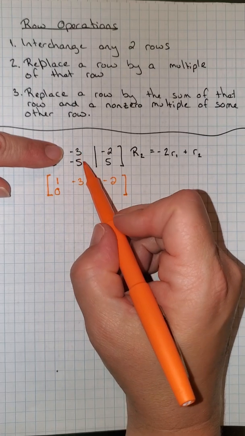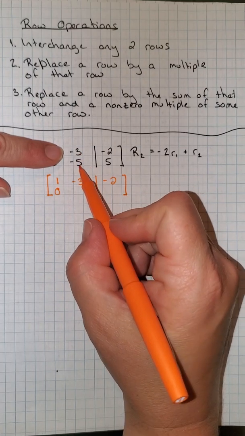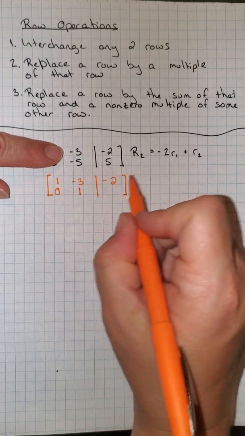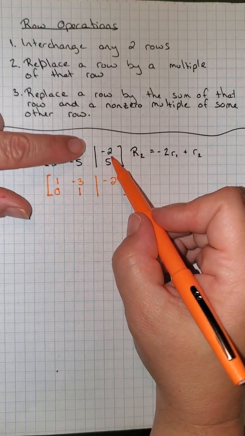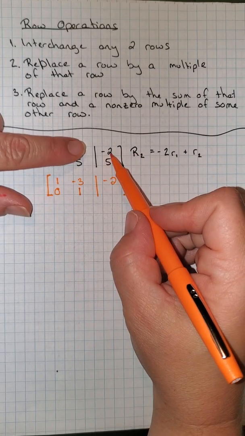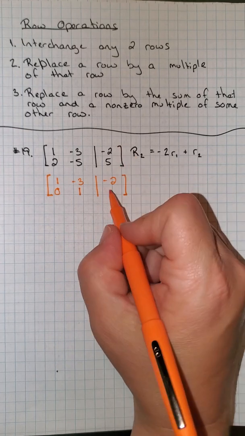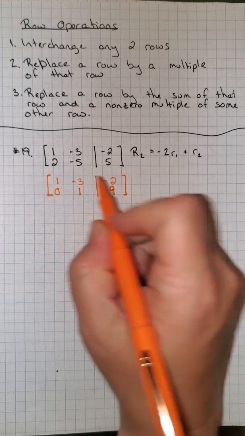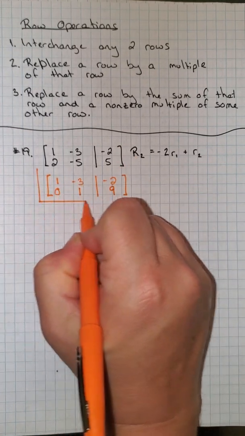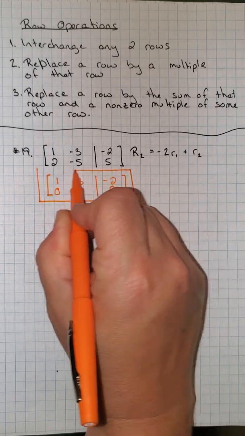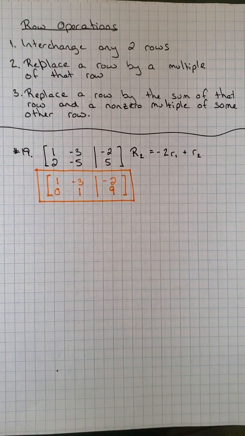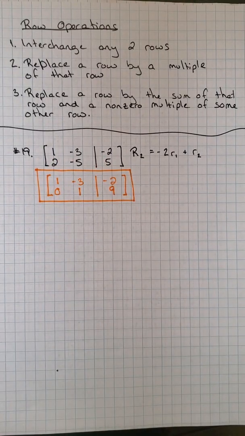-2 times -3 is 6, plus -5 is 1. -2 times -2 is 4, plus 5 is 9. And this is the resulting matrix. It is considered equivalent to the original one. We just did some row operations.